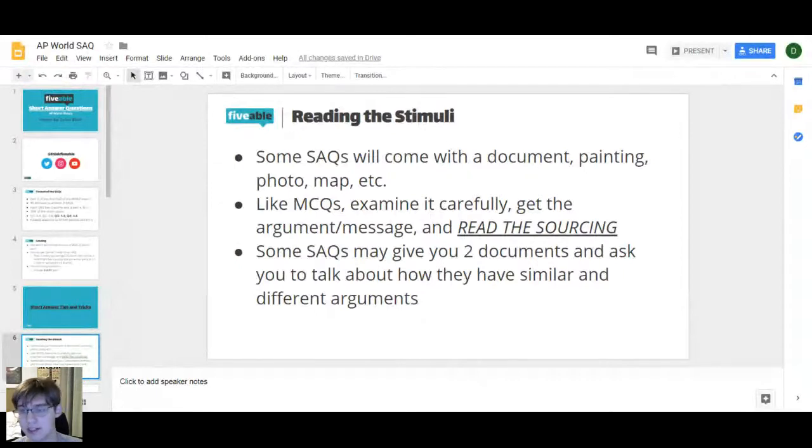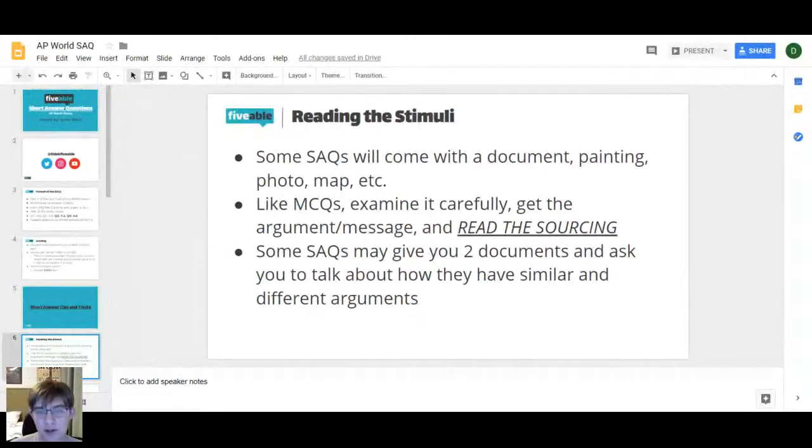So they could definitely... No, Mark, you will never have an AP World test with no stimulus. For the short answer, you might have 3. It's unlikely, but you could technically have 3 regular questions like that. But for the multiple choice, it will be all stimulus. And the DBQ, obviously, is document-based.